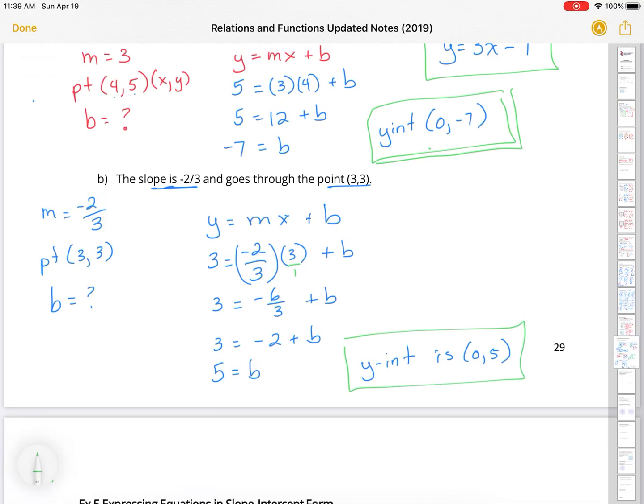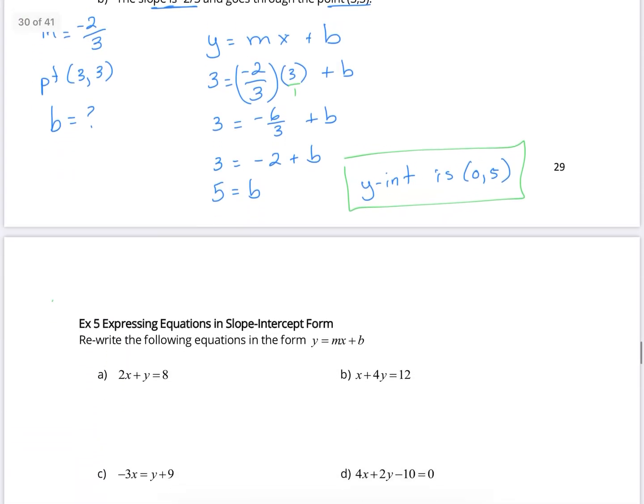Again, you now have enough information to write that equation if you wanted to. So you could do that as well. Okay. Alrighty, one more page. Well, in your book anyways. Okay.